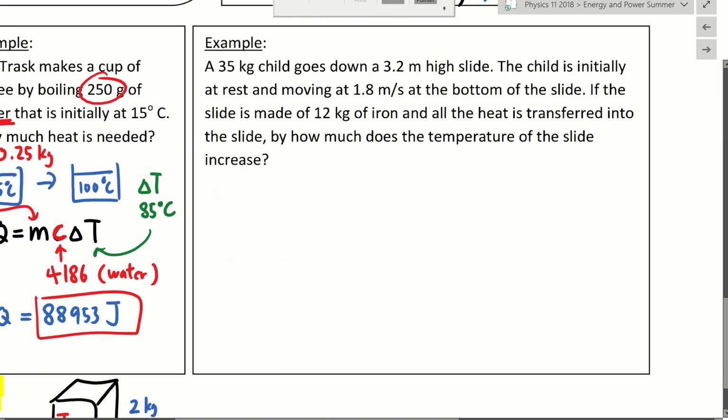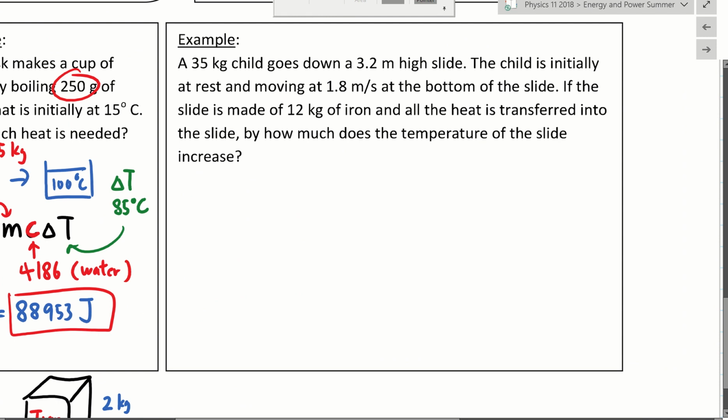So, now, next one, which is more advanced. A 35 kilogram child goes down a 3.2 meter height slide. The child is initially at rest and moving at 1.8 meters per second at the bottom of the slide. If the slide is made of 12 kilograms of iron and all the heat is transferred to the slide, by how much does the temperature of the slide increase? So this is actually a pretty funny question. So you have a slide, right?